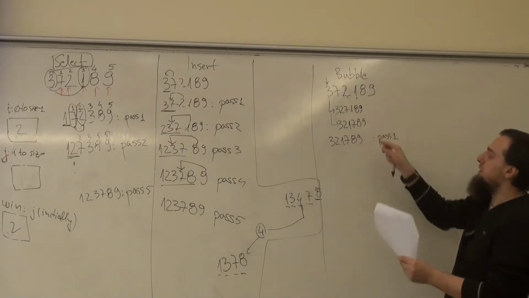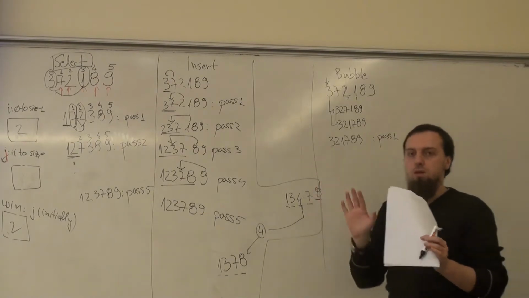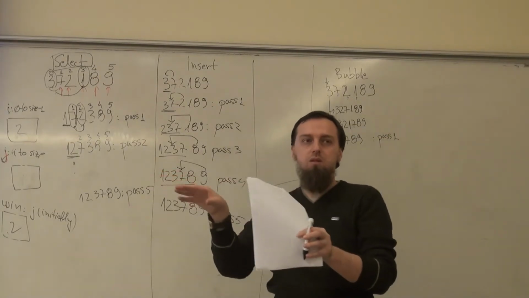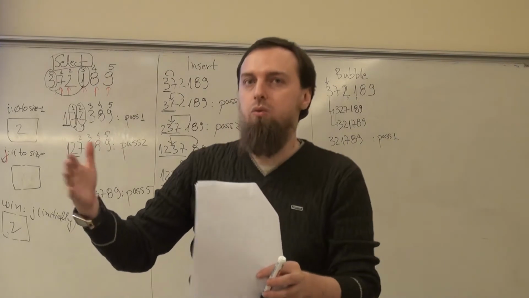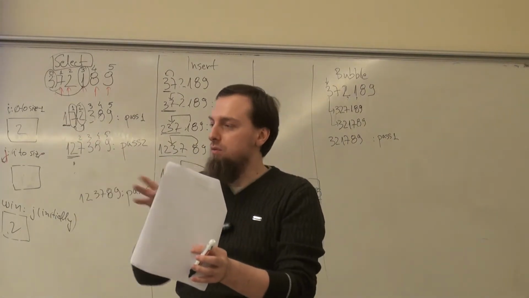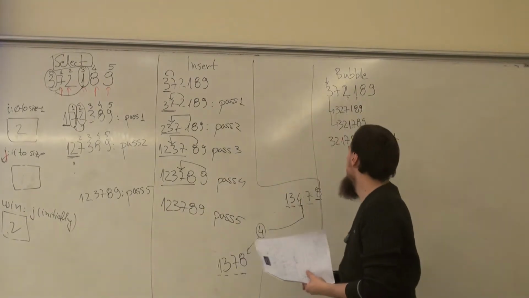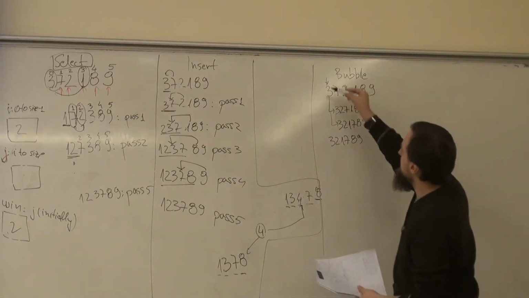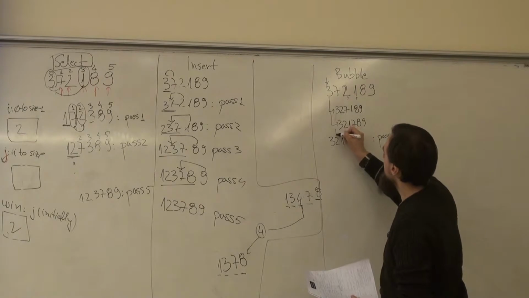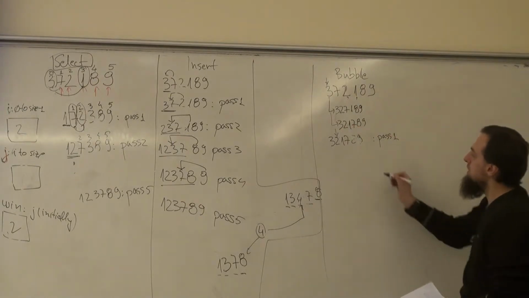8 continues, 9 continues. So in each pass, those elements with higher values, like a bubble, go to the end, okay? That's why it's called bubble sort. So this is pass 1. We start from this index. Pass 2, we will start from this index here.